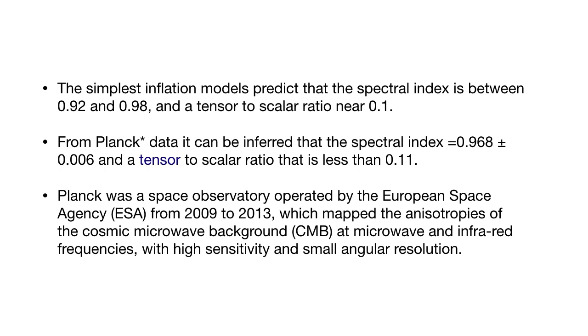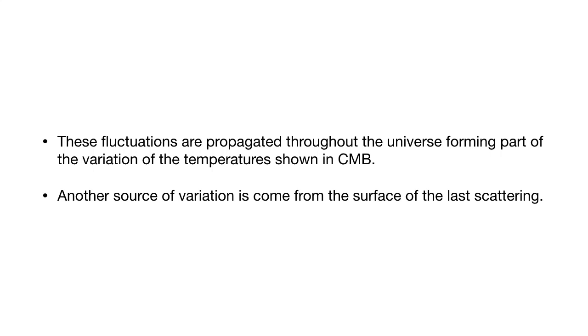So this is basically the idea. As these variations are inflated and expanded, the fluctuation becomes everywhere in the universe, but it becomes smaller and smaller. So that is one reason. The other source of variation is something called the surface of last scattering.